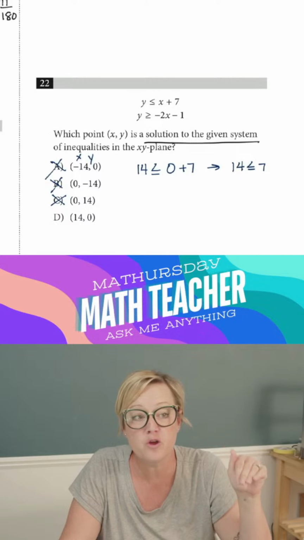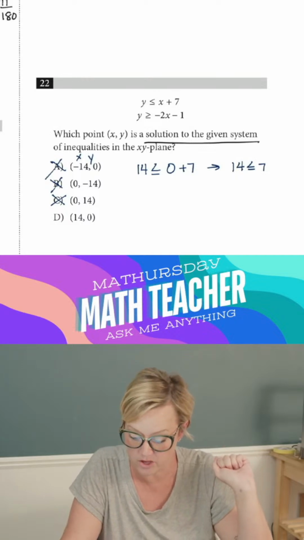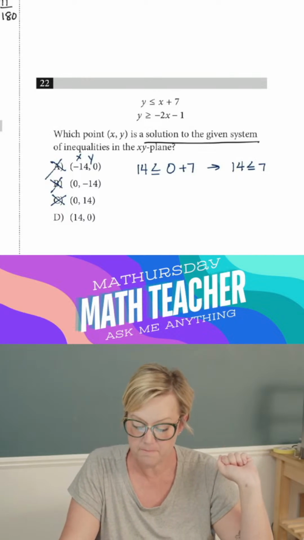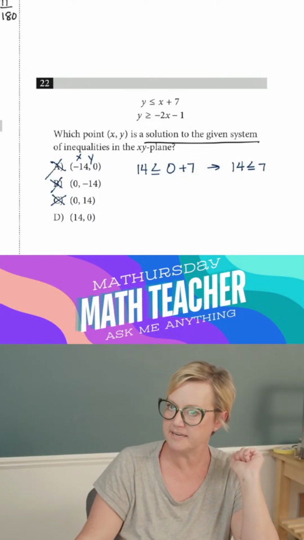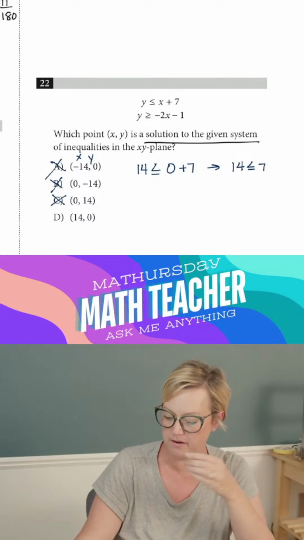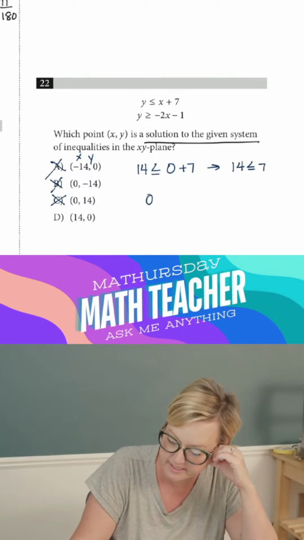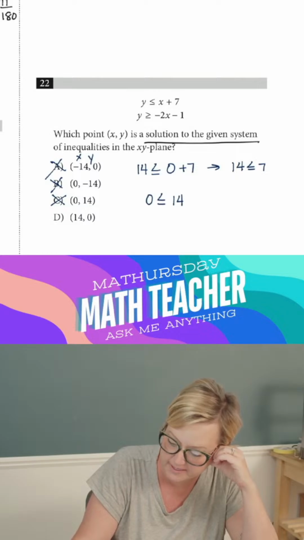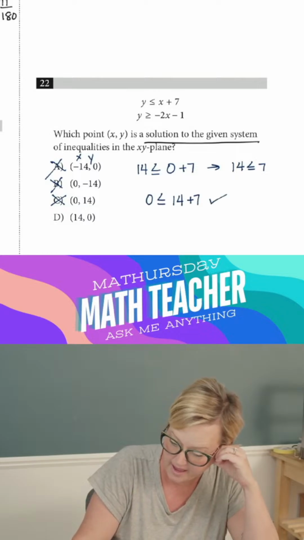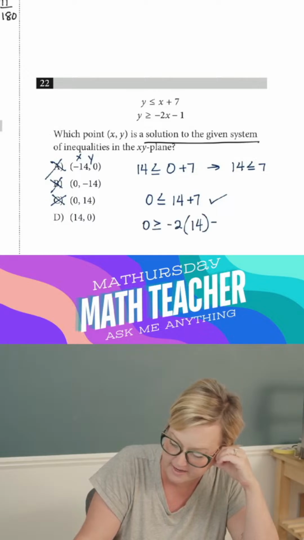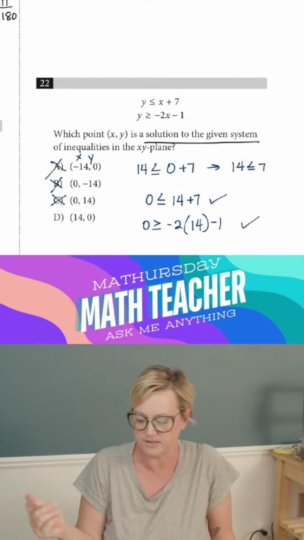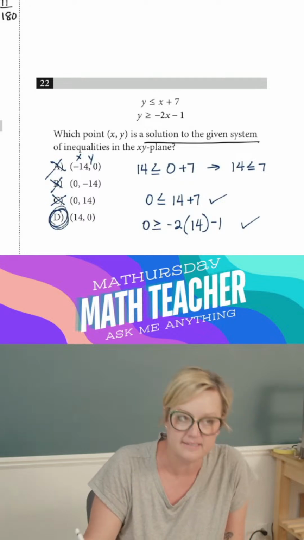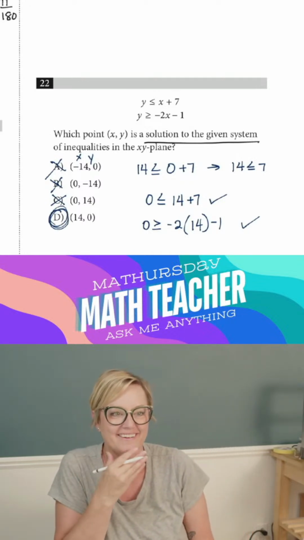Now, if you feel really confident in what you have done, you can just pick D and move on. I would take a look at my time and think, I'm just going to double check. So is 0 less than or equal to 14 plus 7? Yes. And is 0 greater than or equal to -2 times 14 minus 1? That's a yes, because -2 times 14 is -28, and -28 minus 1 is -29. So it is D. My answer is D.